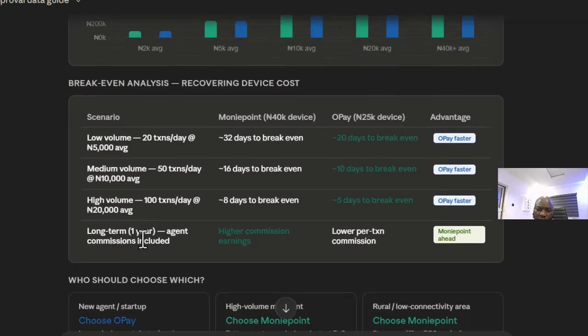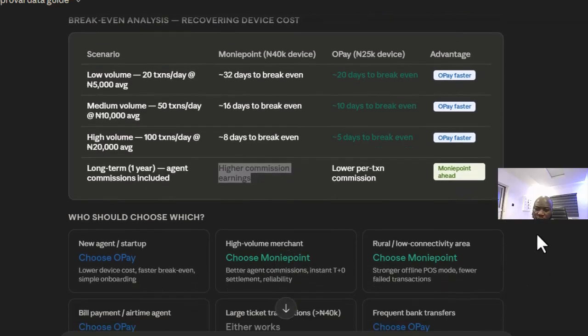So in the long run, which is 1 year, agent commission included, high commission earnings, so lower per transaction commission, Moniepoint is ahead of this platform. So you can see how everything works.